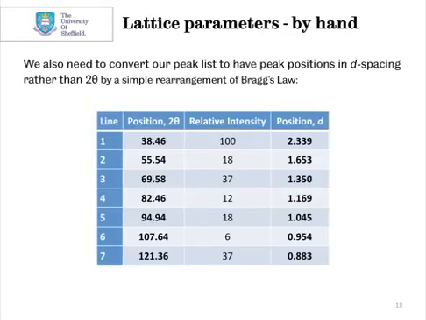We also need to convert our peak positions from 2 theta into d spacing. This is done by a simple rearrangement of Bragg's law. Again, in the spreadsheet that I'll attach with this, you can see how I've done that in Excel. So our peak at 38.46 degrees 2 theta has a d spacing of 2.339 angstroms, and so on. So we've got a list now of our peak positions in d spacing.